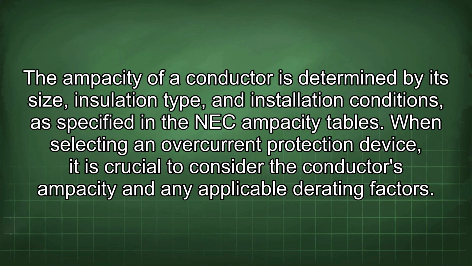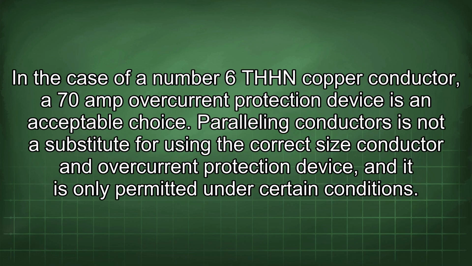The ampacity of a conductor is determined by its size, insulation type, and installation conditions, as specified in the NEC ampacity tables. When selecting an overcurrent protection device, it is crucial to consider the conductor's ampacity and any applicable derating factors. In the case of a number 6 THHN copper conductor, a 70 amp overcurrent protection device is an acceptable choice. Paralleling conductors is not a substitute for using the correct size conductor and overcurrent protection device, and it is only permitted under certain conditions.